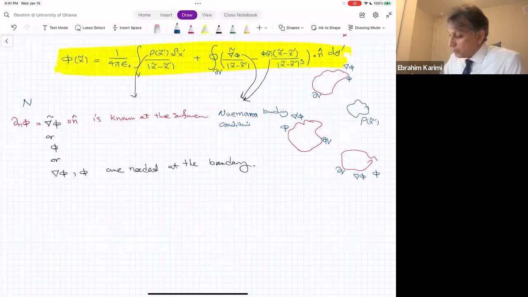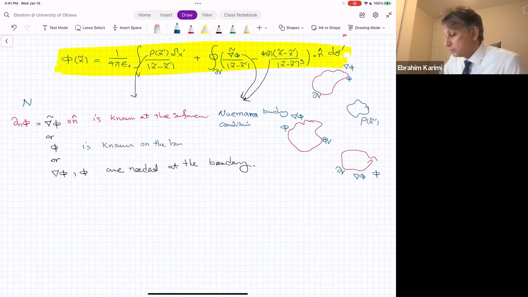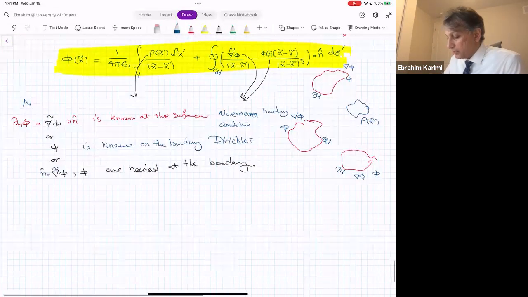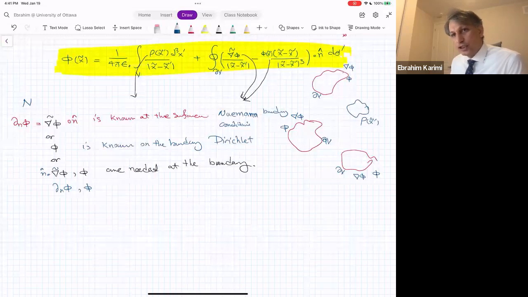The second one, where phi is known on the boundary, we call Dirichlet boundary condition. Sometimes it happens that you have a mix of phi and the derivative of phi dot n, which is n and phi. We call this mixed boundary condition, or Cauchy.